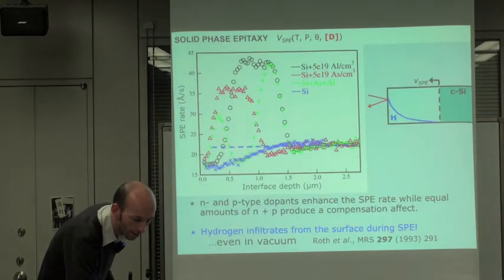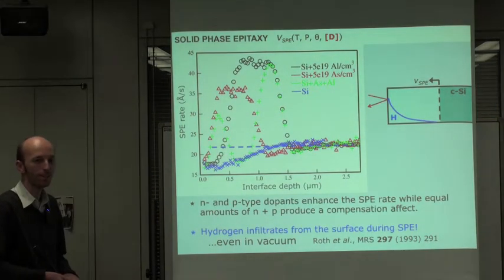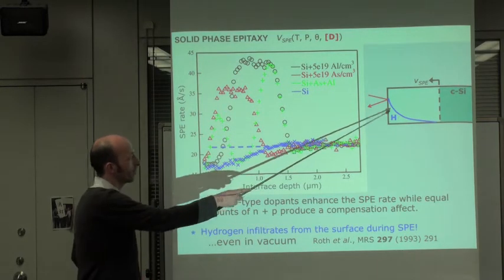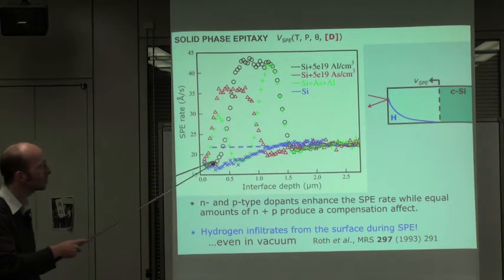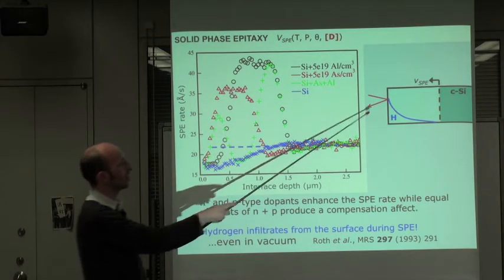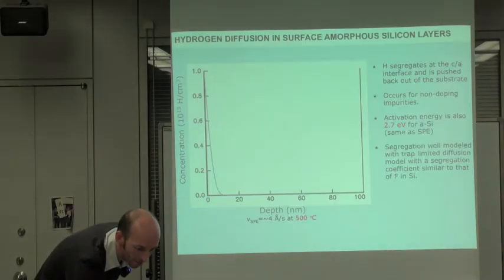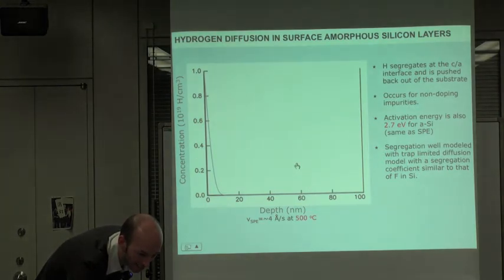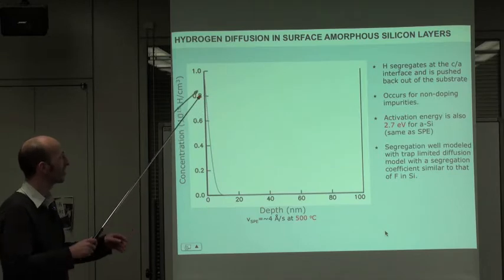So we've been looking at other systems as well. So you might have noticed where there's no dopants here, coming back to this graph, you see a decrease in the SPE rate, and this is because hydrogen is indiffusing into the sample. And I have an animation here, but it's not going to work. So I'll try and describe what happens.